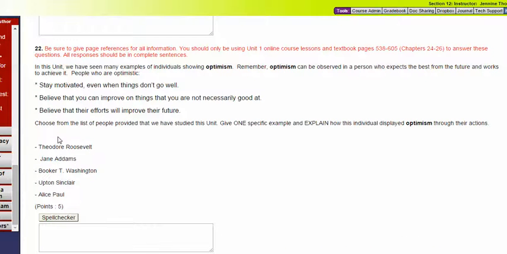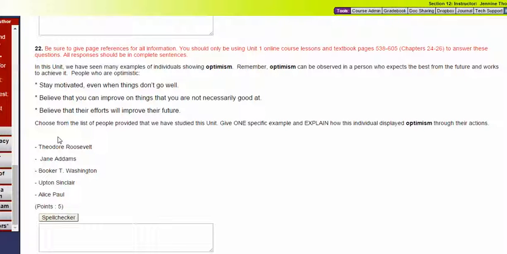Number 22, be sure to give page references for all information. You should only be using, again, Unit 1 online course lessons and textbook pages 538 to 605, chapters 24 to 26 to answer these questions. All responses should be in complete sentences. In this unit, we have seen many examples of individuals showing optimism. Remember, optimism can be observed in a person who expects the best from the future and works to achieve it. People who are optimistic stay motivated even when things don't go well, believe that you can improve on things that you are not necessarily good at, and believe that their efforts will improve their future.